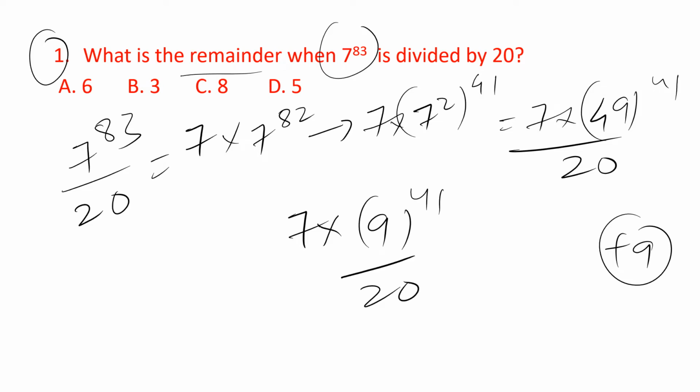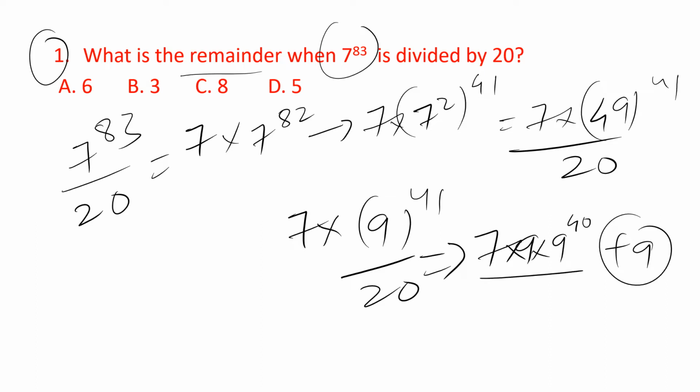Simply we need the remainder. We don't need the exact value of this multiplication, so I am directly converting to the remainder. When 49 power 41 is divided by 20, it becomes 9 power 41 according to the binomial theorem. So 7 into 9 into 9 power 40.